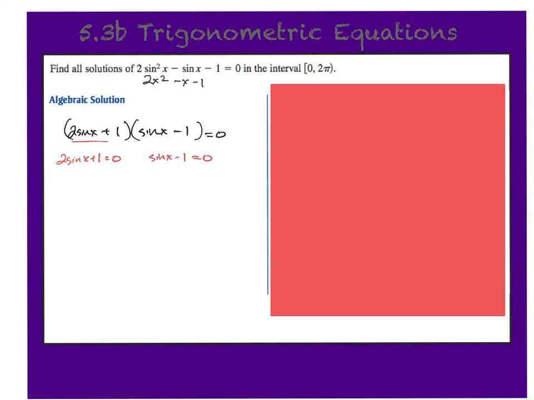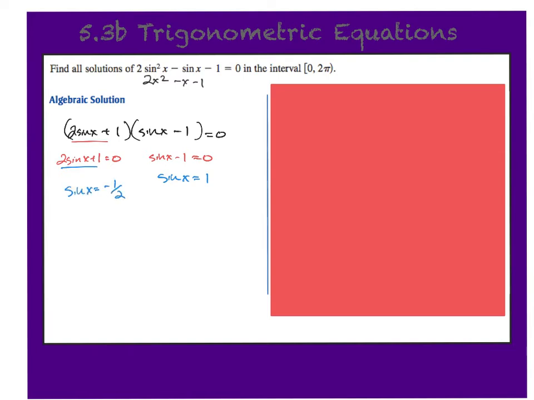So I need to get a trig function equal to a number. So sine x will equal what? Okay, sine x equals 1 over here. Good. On this left side, negative 1/2. So sine x is equal to a negative 1/2.